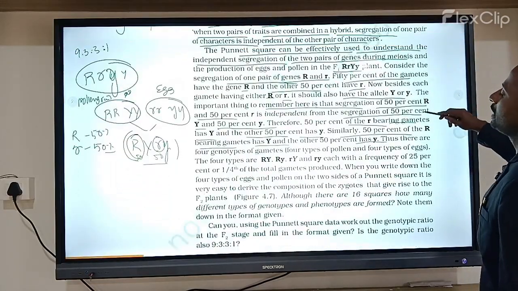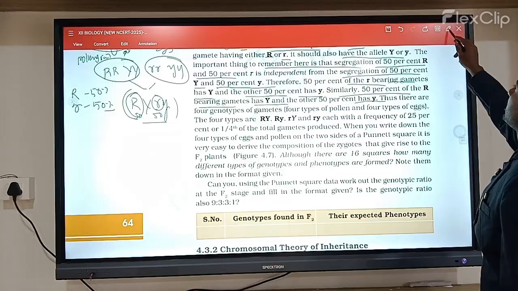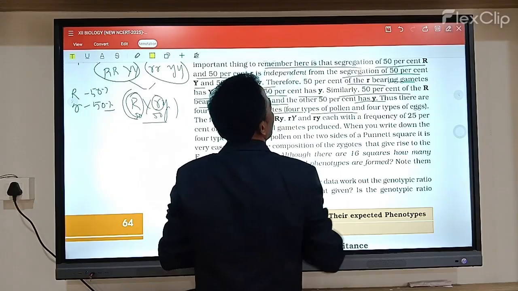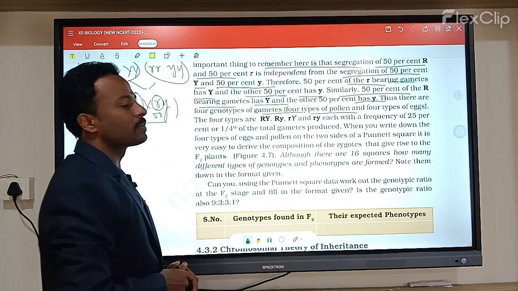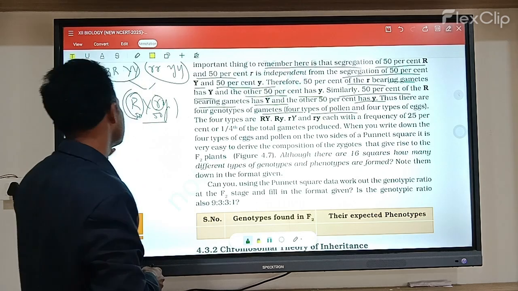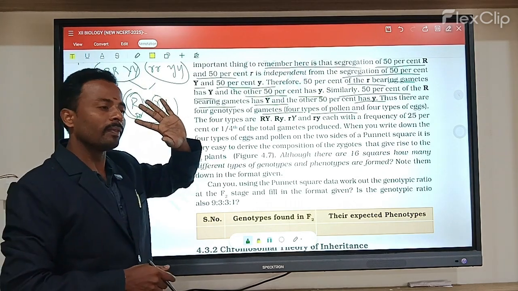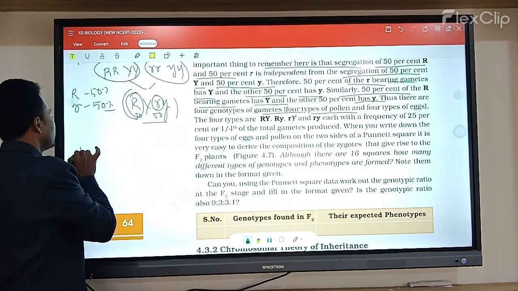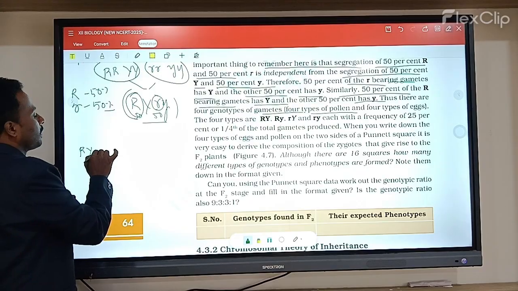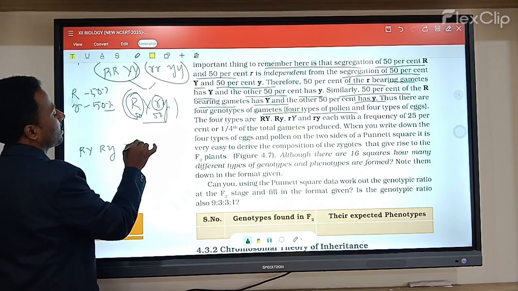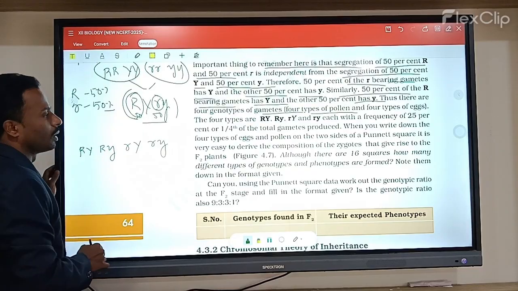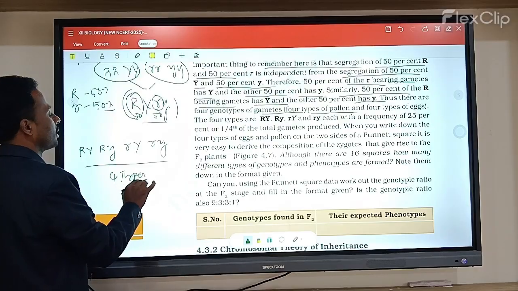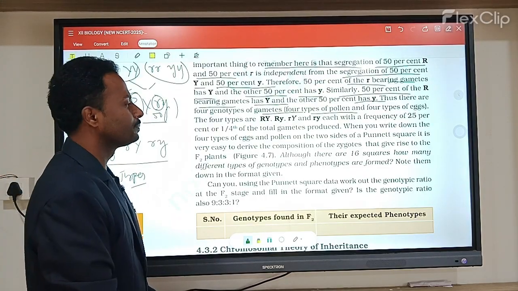The 50% we are completely getting in that F1 generation. Thus there are genotypic gametes, 4 types of pollen grains and 4 types of egg cells. Yes or no? We are completely getting 4 types of gametes, 4 types of egg cells. That is capital R capital Y, capital R small y, small r capital Y and small r small y. So how many types? We are getting 4 types of gametes.